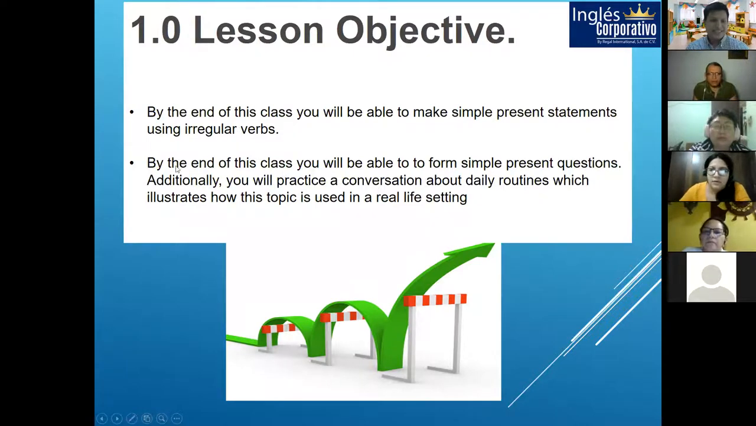Very good. Then we are going to be able to form simple present questions. Simple present question, right? Ya vamos a ver cómo se forma esa pregunta. We only add do or does, or a WH word. Okay. Additionally, you will practice a conversation, right? About daily routines.